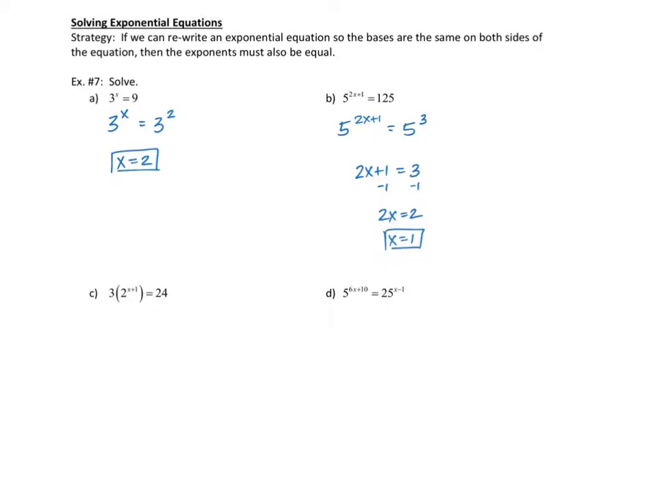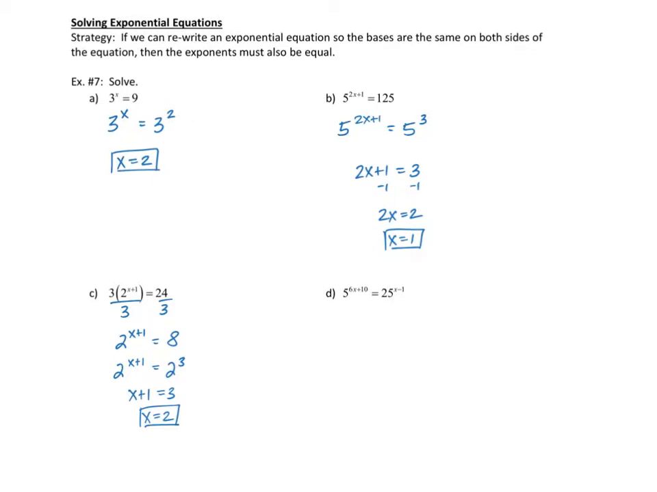A couple of things to watch for on these. As we see in part C, we have 3 times 2 to the x plus 1 power equals 24. Be careful not to multiply the 3 times 2. So you cannot multiply a leading coefficient out in front times a base. But what we can do is divide both sides by 3 to isolate 2 to the power of x plus 1. 24 divided by 3 is equal to 8. And now we can rewrite 8 as 2 to the third power. So 2 to the x plus 1 is equal to 2 to the third power. For this to be true, x plus 1 must be equal to 3, so we have that x is equal to 2.